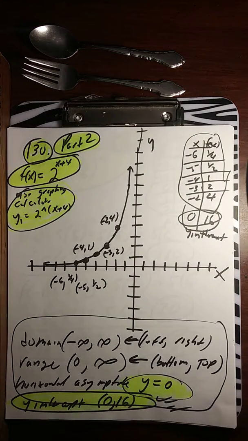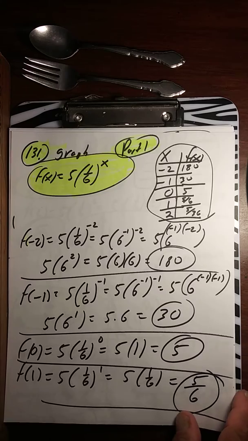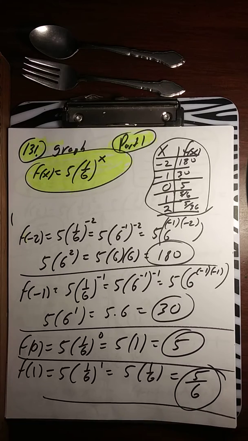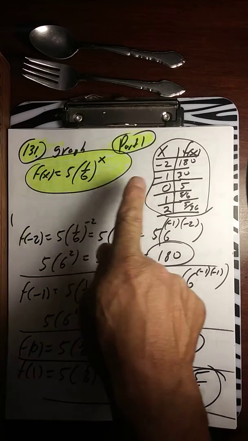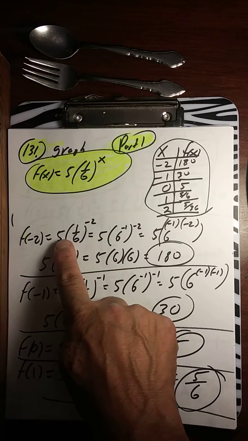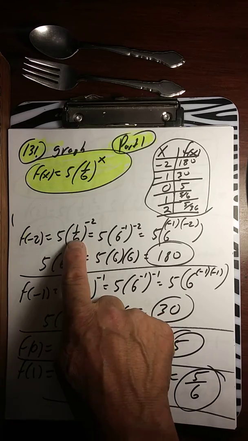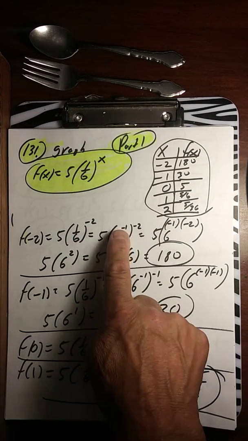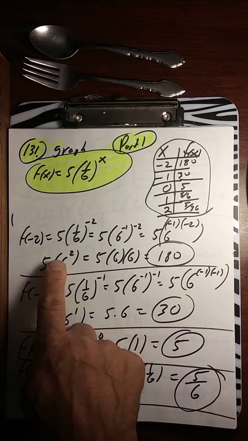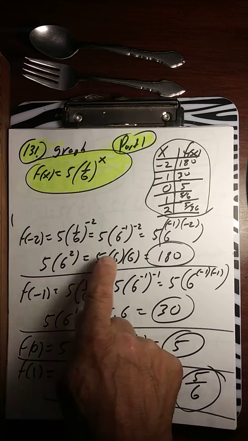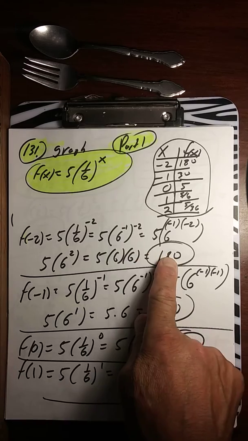Okay. Alright. Next one. Graph, another graph. There's a formula, put the numbers in, negative 2. And 5 times 1 over 6 to the negative 2. 6 to the negative 2 is the same thing as 6 to the negative 1. Negative is positive. And that's going to be 2. And that's going to be 6 times 6. So 5 times 6 times 6, 180.